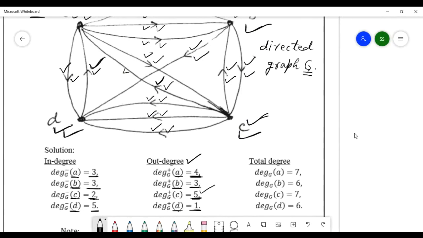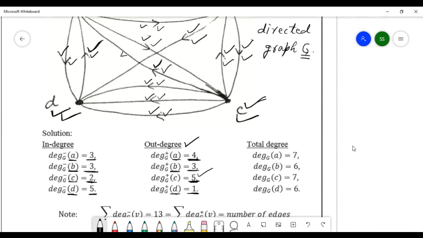Right? Okay. Now look. Then the total degree, the sum of in and out, at each vertex. Here at vertex A, out is 4, and the in degree at vertex A is 3. So this 3 and this 4, total 3 plus 4, that is 7.